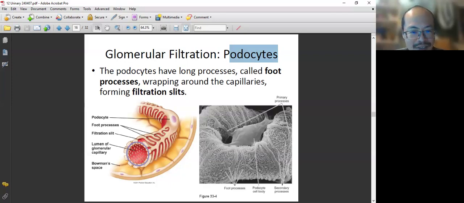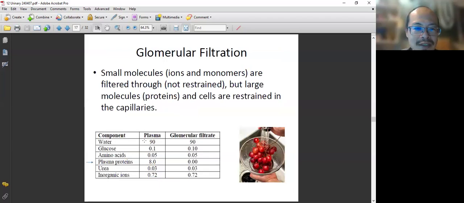Now, the next thing is that we know it sustains huge pressure and filters things through. The question is, what kind of thing gets filtered through? The answer is anything monomer. So here is the example, glomerular filtration. It's very much like you are washing your fruits, right? Anything small will get filtered through.